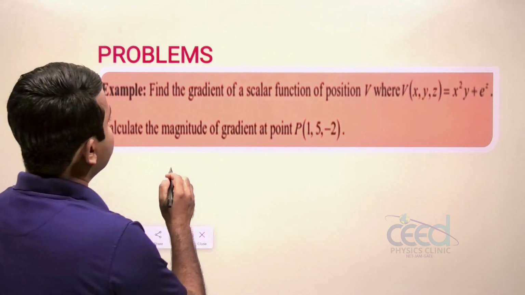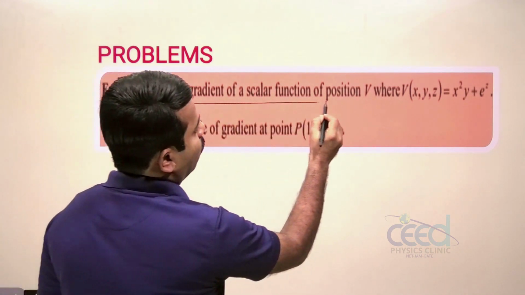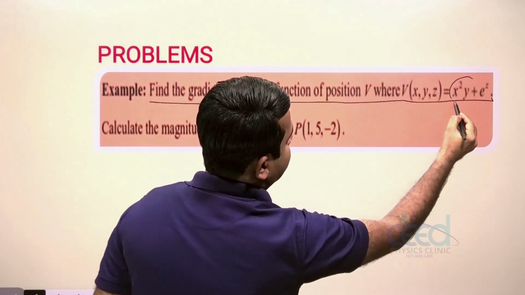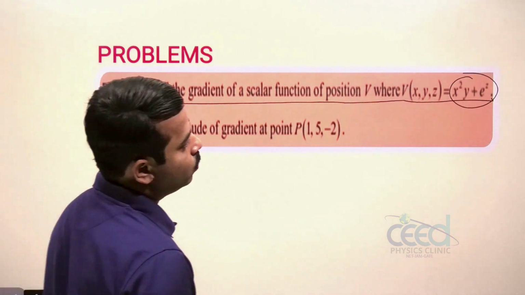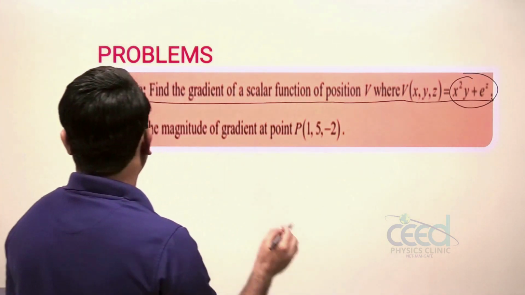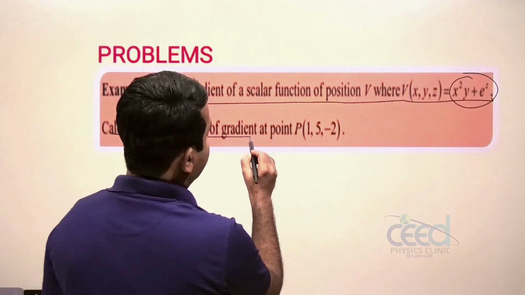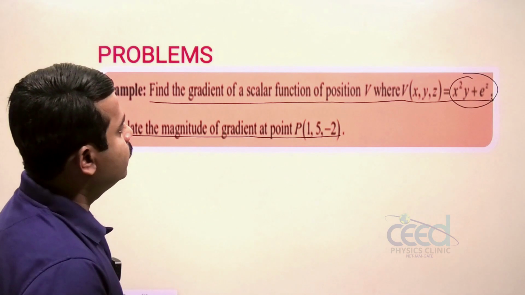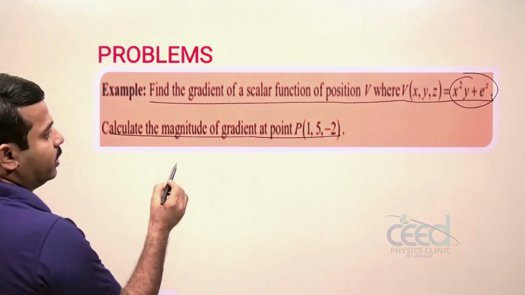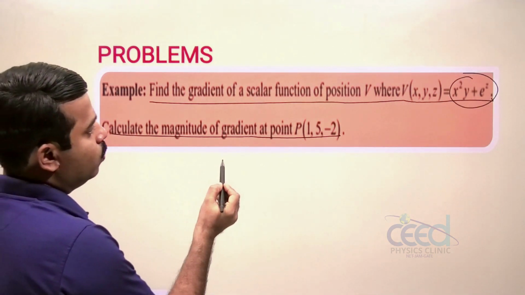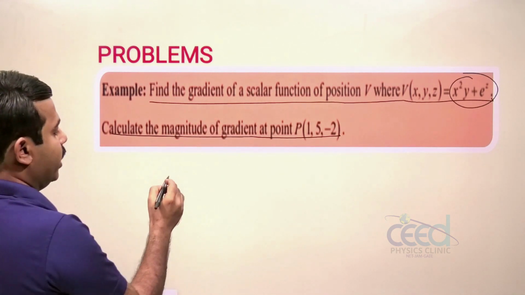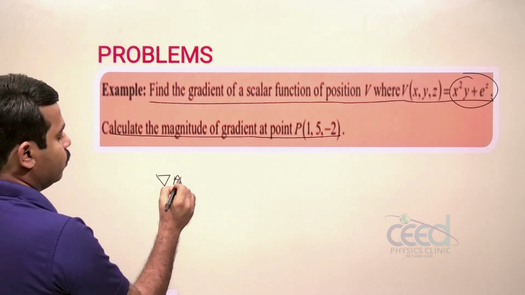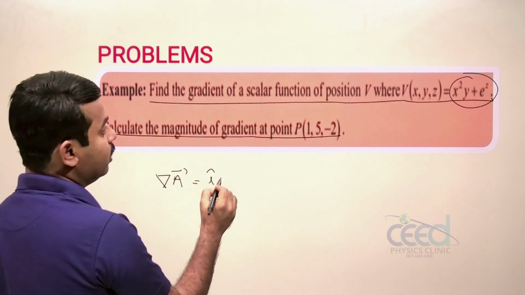Find the gradient of a function V, where V of x, y, z is x square y plus e raised to z. Calculate the magnitude of the gradient at the point 1, 5, minus 2. So, what is the gradient function? Gradient A is equal to what we studied, I cap.